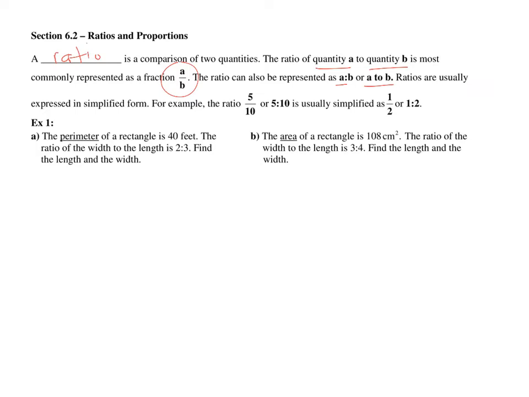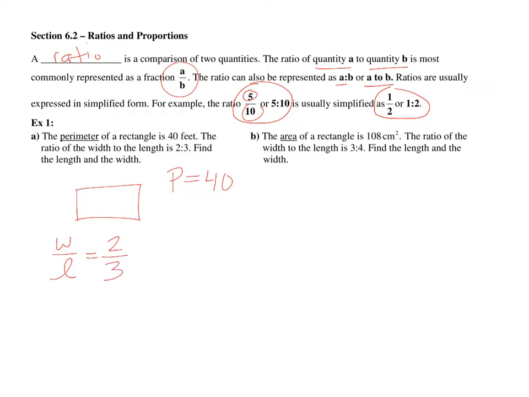For example, the ratio 5/10 or 5 colon 10 is usually simplified to 1/2 or 1 to 2 because both of these numbers are divisible by 5. All right, so example 1, the perimeter of a rectangle is 40 feet. We have a rectangle. The perimeter is 40 feet. The ratio of the width to the length is 2 to 3, or 2 over 3. Find the length and the width.